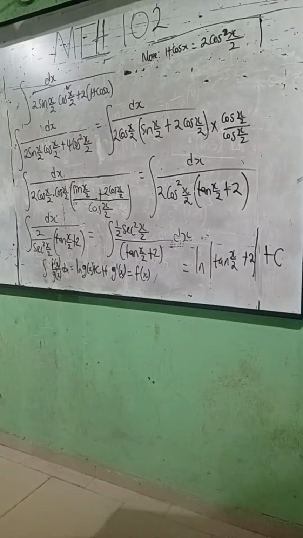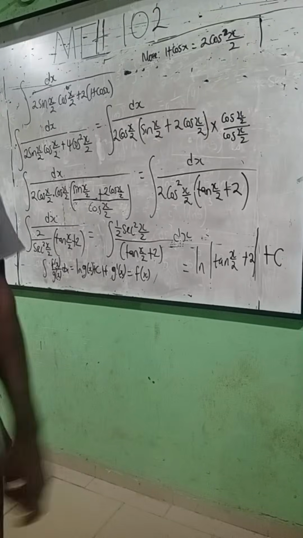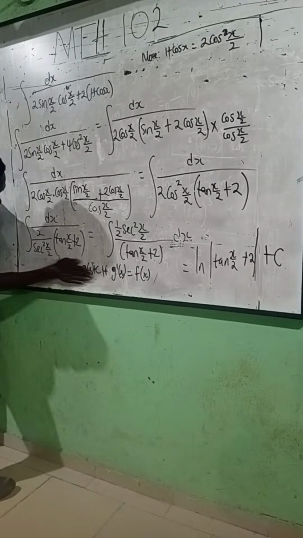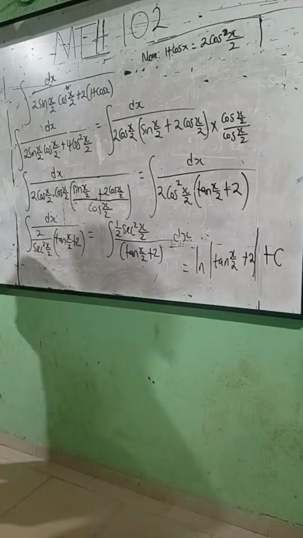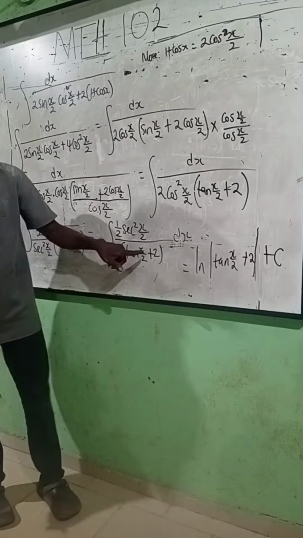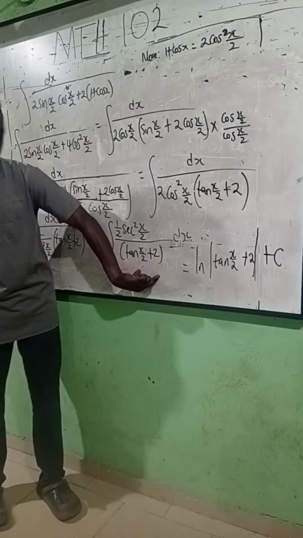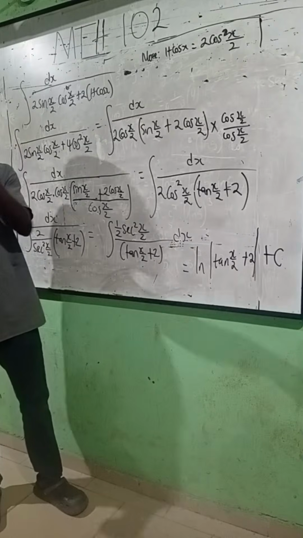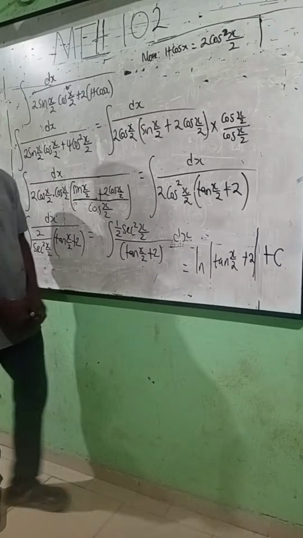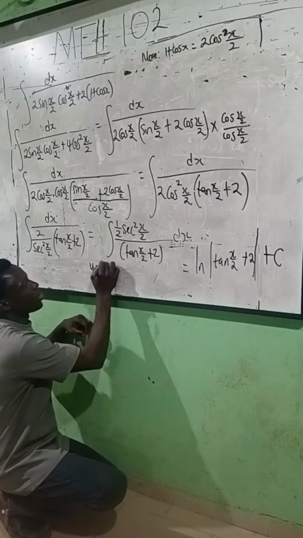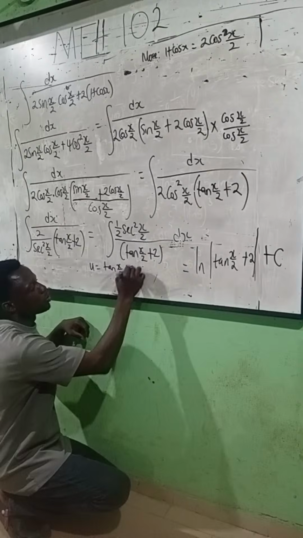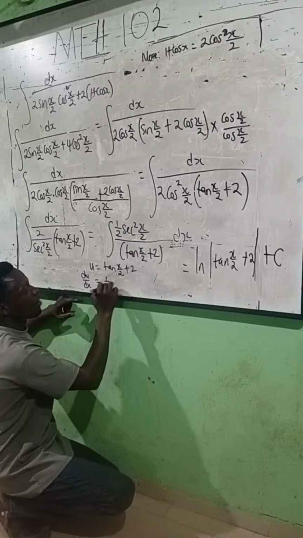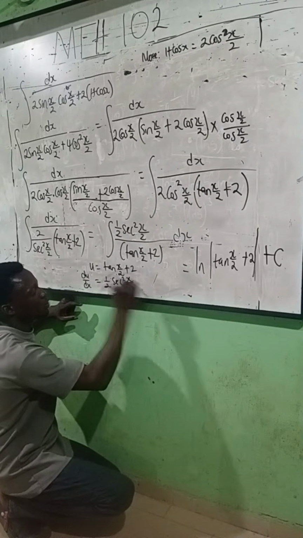Someone asked how I got the final answer. This is the formula. You may decide not to apply the formula. You may say let u equal tan x over 2 plus 2. If you differentiate it, du over dx equals 1 over 2 sec square x over 2.